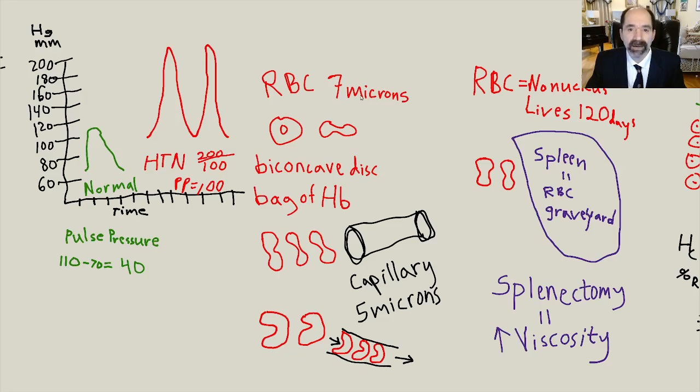Next thing I want to talk about is red blood cells. A typical red blood cell here is about 7 microns, and that's just a little bit bigger than a capillary. A typical capillary here is about 5 microns. And because of that, down here you can see the red blood cells deforming. The red blood cell has to deform in order to pass through the capillary.